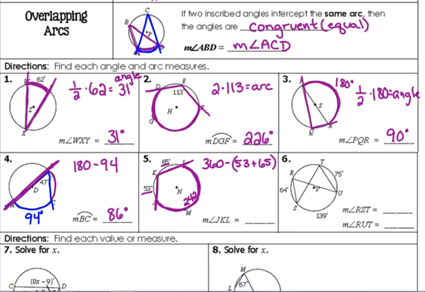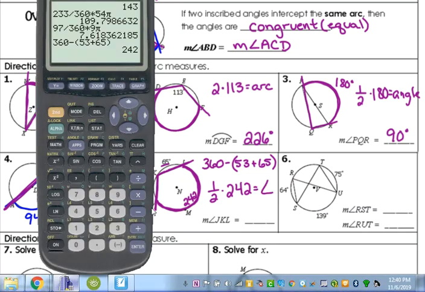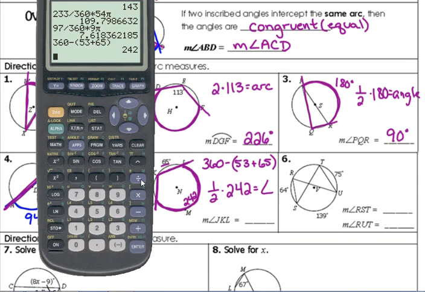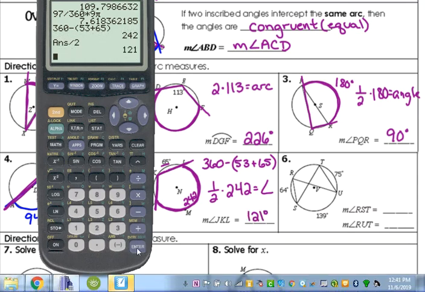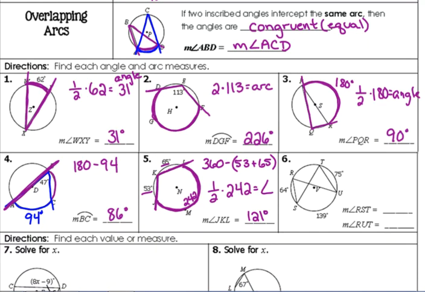We wanted the angle. That's the arc. So half of the arc equals the angle. That's an angle symbol right there. That's not meant to be a number. So 121. 121 degrees.